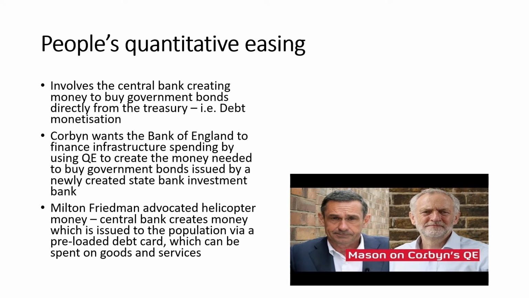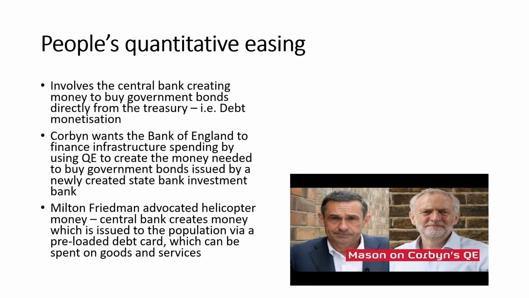It might be quite interesting to see as well if an attempt is made to finance a universal basic income through people's quantitative easing. Milton Friedman called that helicopter money, and if you issued that helicopter money digitally, you could also incorporate a negative nominal interest rate to try and get the velocity of circulation going.